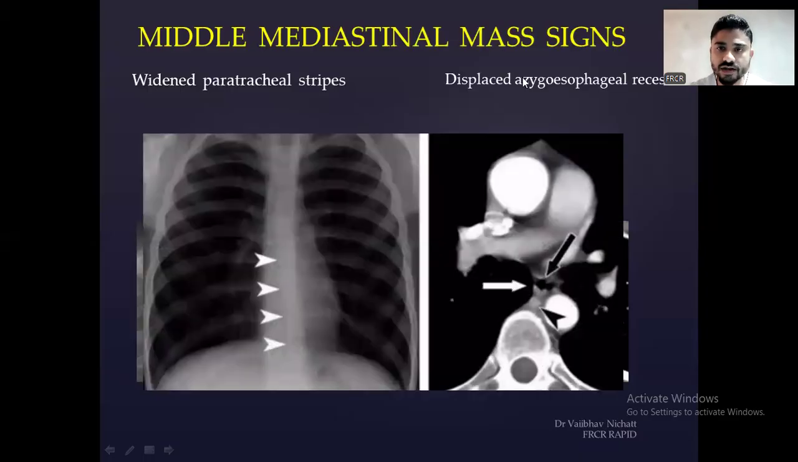Coming to the next sign, which is displaced azygoesophageal recess. So this is how the azygoesophageal recess will look. First, we will study what are the boundaries of the azygoesophageal recess. Then we'll see the course of the azygoesophageal recess. And if there is any disruption or displacement of the azygoesophageal recess, then you can think of middle mediastinal masses.